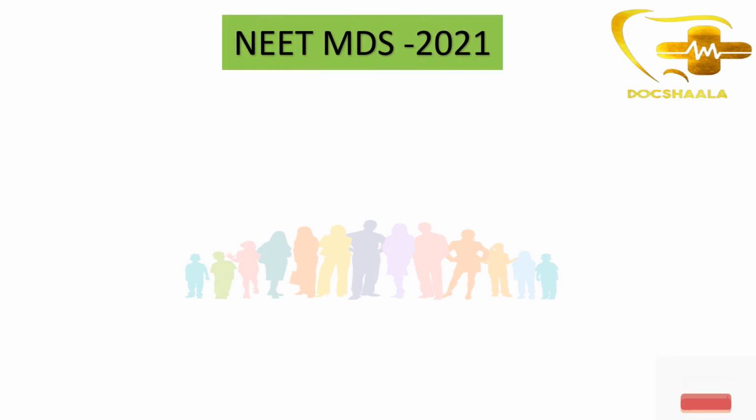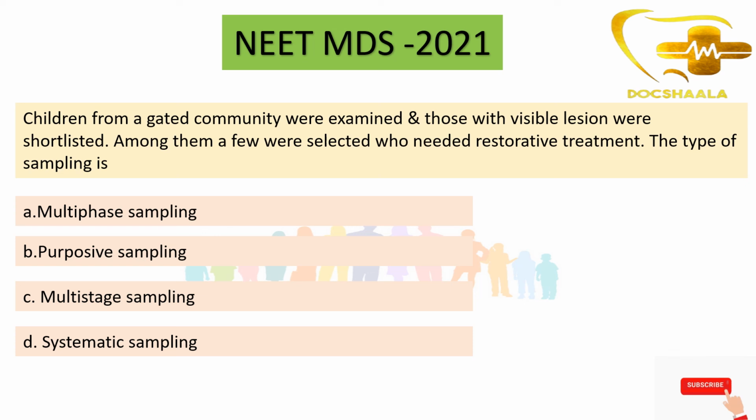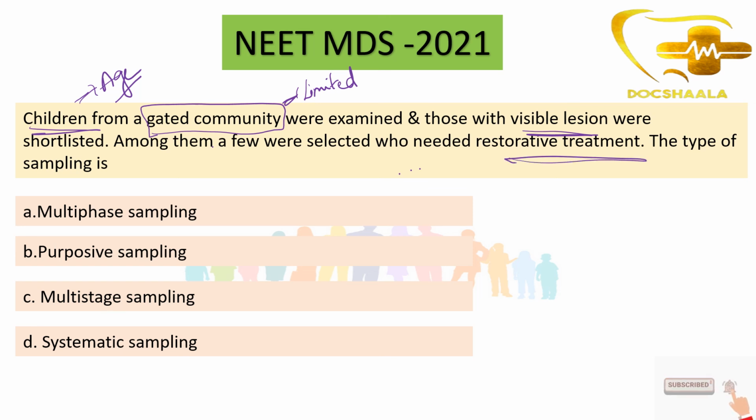Okay. Then coming back to the question. The question they have asked is, children from a gated community were examined. In a gated community, the sample is very limited. And for children, they have defined the age group. So it is a very limited sample, and those with visible lesions were shortlisted. So only people with visible lesions were taken. Then among them, a few were selected who needed restorative treatment.